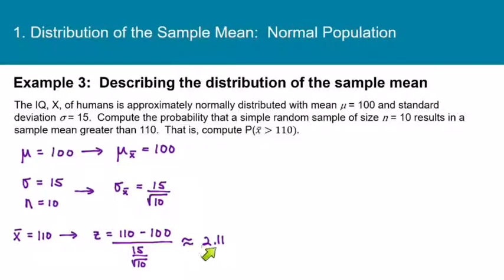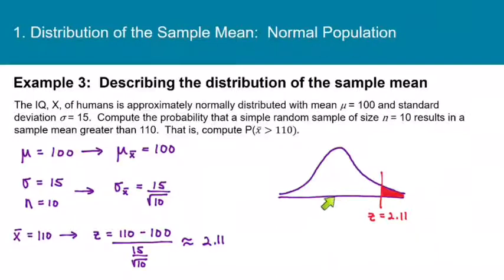Okay, now we want to sketch this z-score on the standard normal curve. So I've drawn myself a standard normal curve here, and now they've asked us to find the probability that x bar is greater than 110. And now, since they've asked us to find the probability that x bar is greater than 110, what we want to do is draw the z-score 2.11 on here and shade the values that are greater than that. So this is the area that I'm looking for, and you can see that it's a fairly small piece of the area under the standard normal curve.